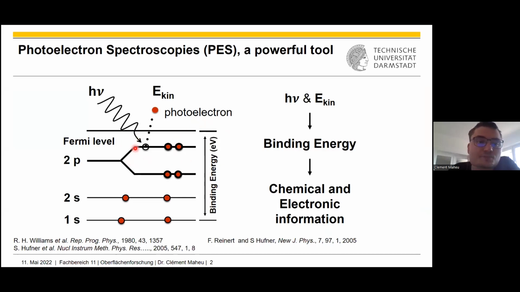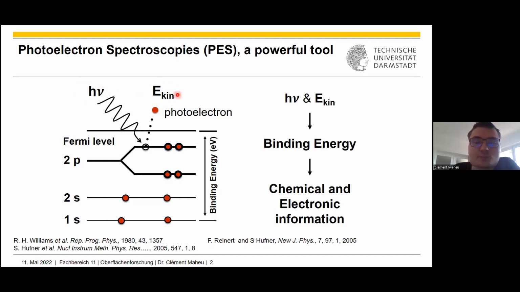Photoelectron spectroscopy is based on the photoelectric effect, where you send a photon, and if you have enough energy, you will extract some electrons and put them into a vacuum with a given kinetic energy. If you put a detector here, you can measure this kinetic energy. You know the energy of your incident photons. If, for instance, you do XPS, you have X-ray photons. If you do UPS, it's for ultraviolet photoelectron spectroscopy.